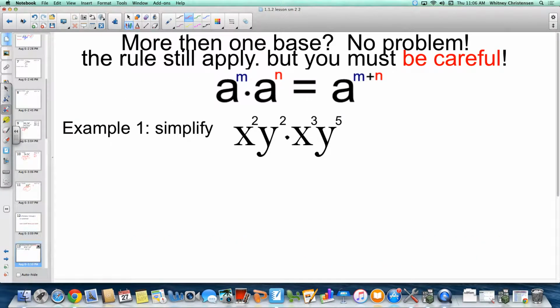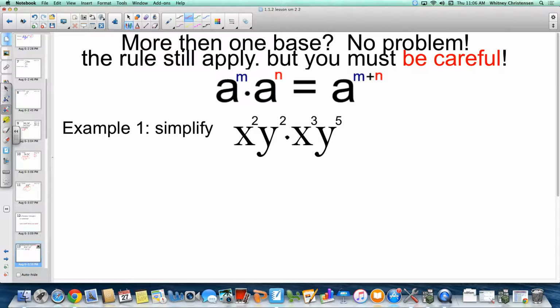All right, so what if we have more than one base? Well, that's no problem. Properties of exponents never change. If you multiply the same base, you will add the exponents. So now we're going to get a little bit deeper. We're going to be seeing things with more than one base. But you know what? It's fine. Those rules still apply. So it brings me to my first example here.